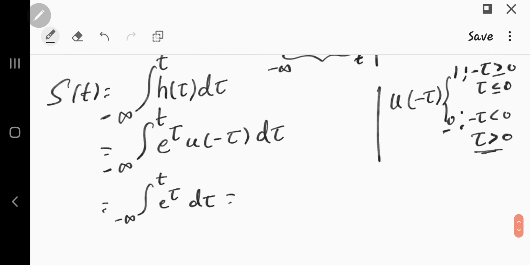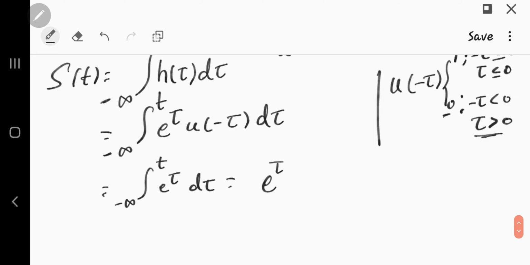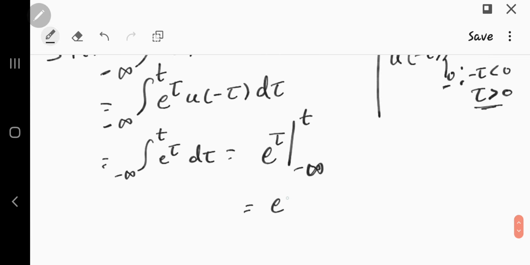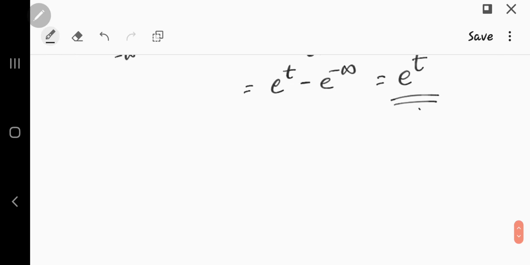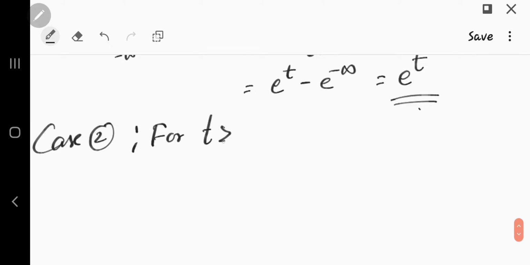Now if you integrate this, you will get e to the power of tau between the upper limit and lower limit. So integrating this, you will get e to the power of t, and if you apply the limit e to the power of minus infinity, you are left with e power t only. Okay. So this is for t less than 0. Let's take the second case, that is for t greater than or equal to 0.